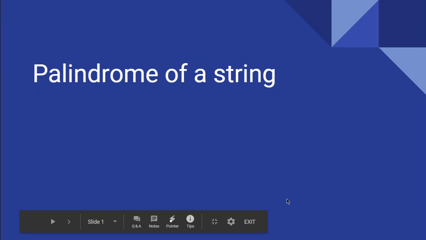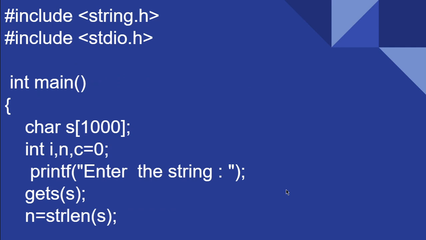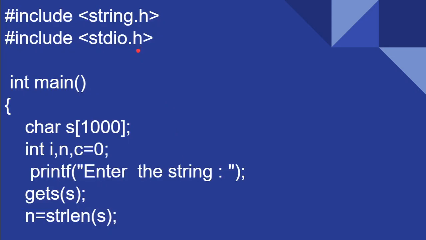Okay, so let us see how this C program works to find out the palindrome of a given string. Now this is the program. It starts with string.h because we are using string functions here, and then include stdio.h, the standard input output header file. And the program as usual starts with main, and then the open brace.